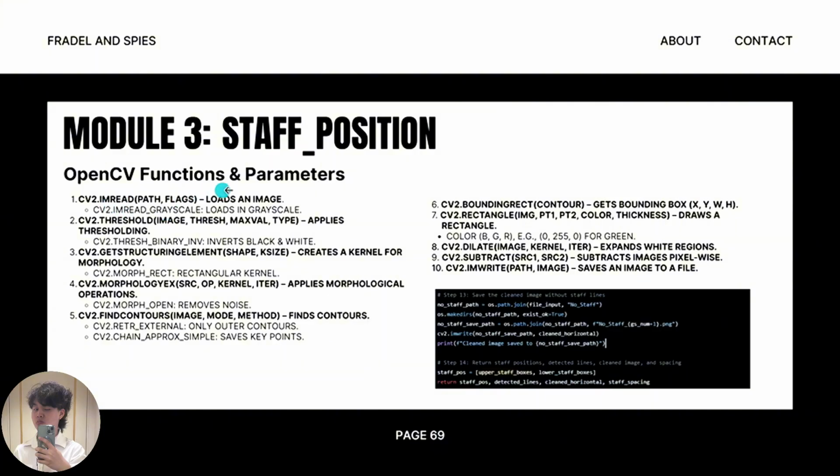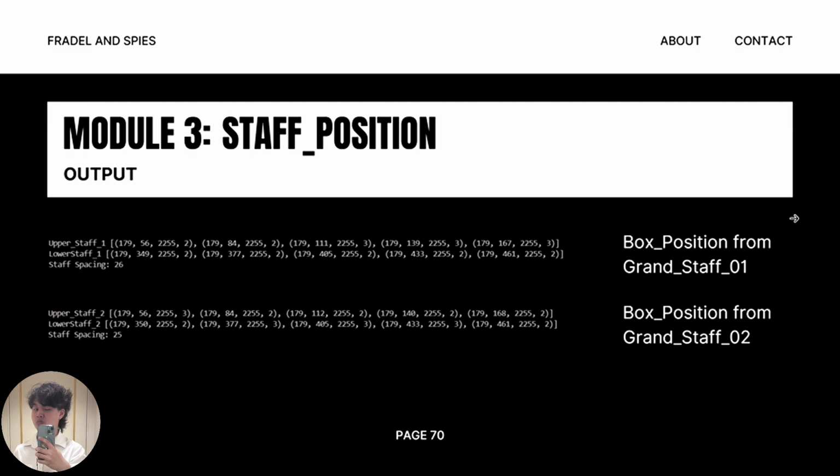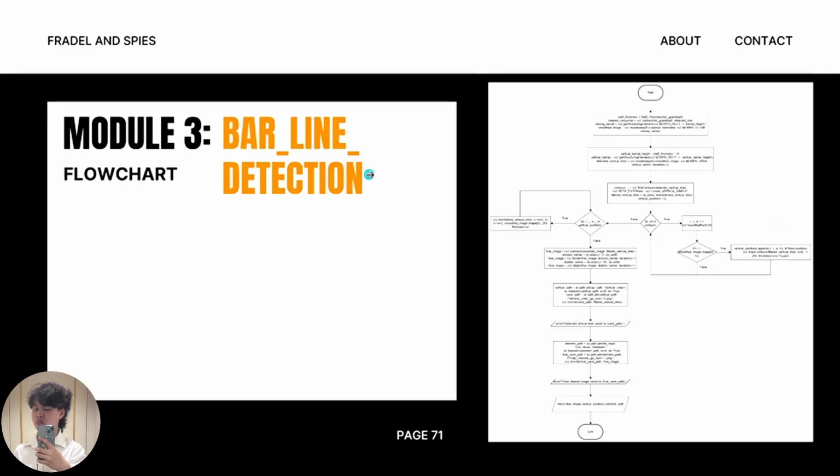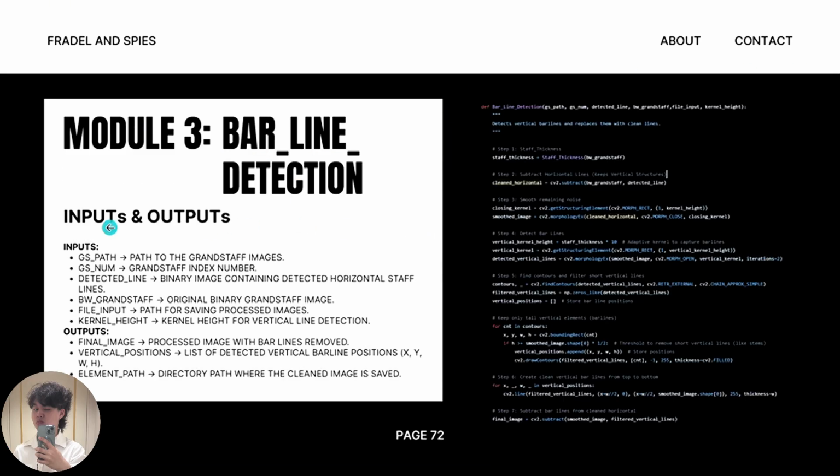This is the function and parameters. This is the output. Module 3, bar line detection, and this is the flowchart. Input and output.